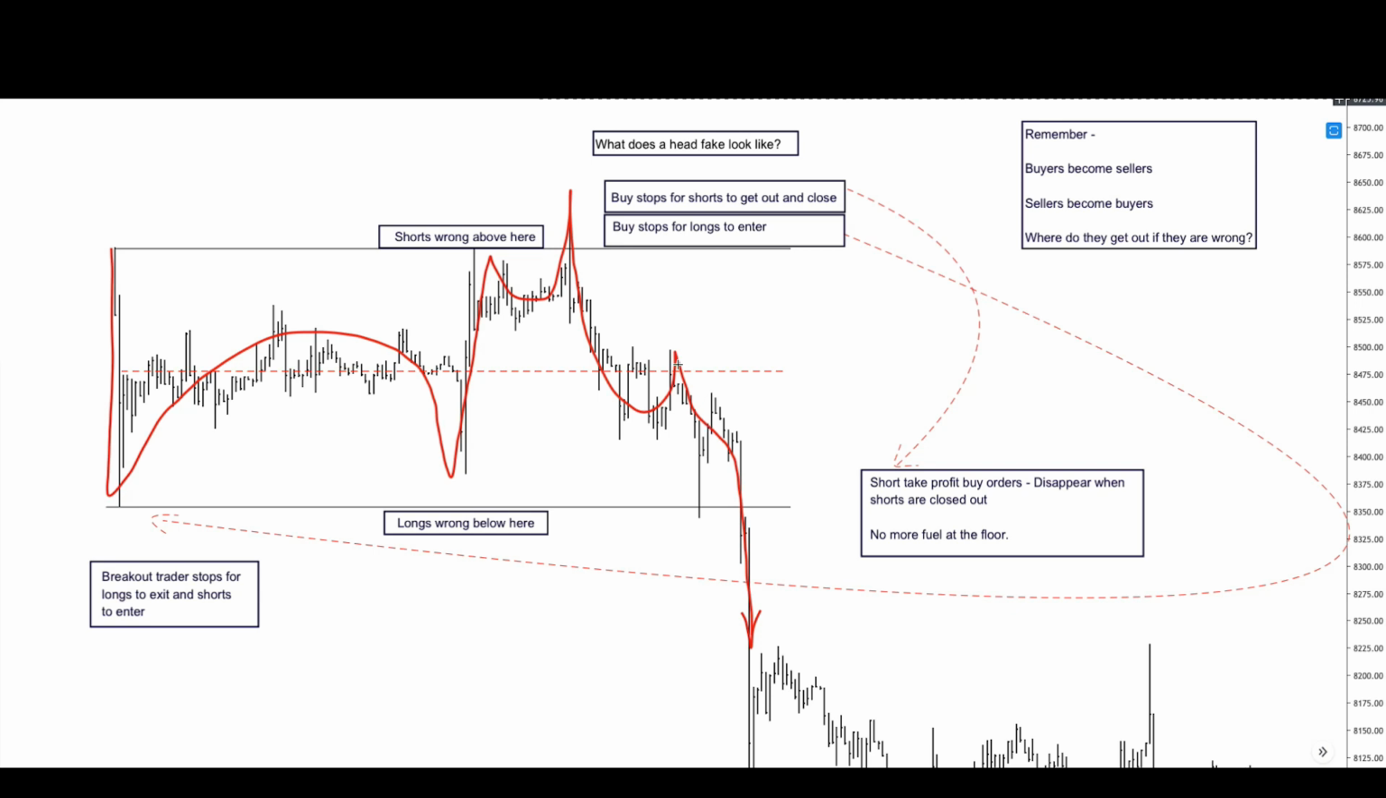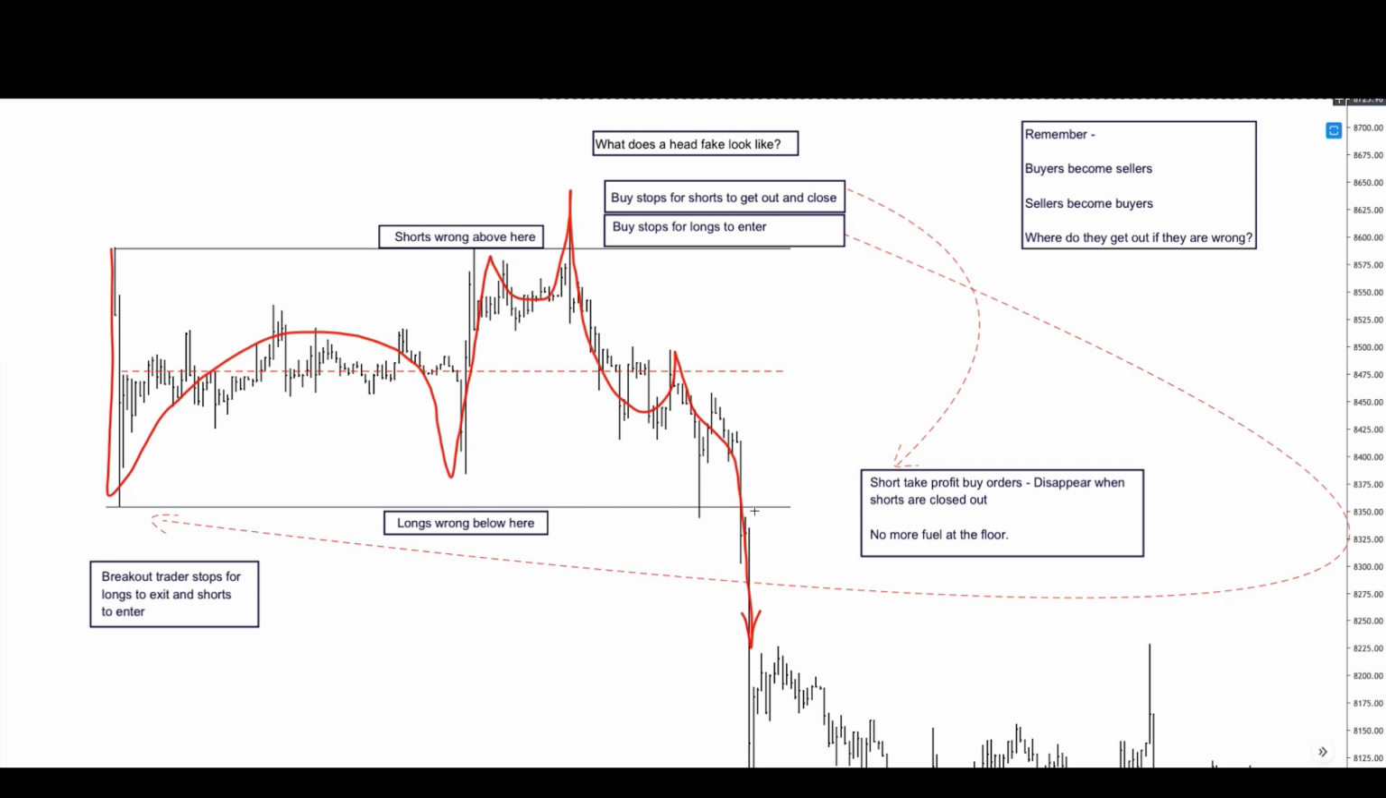Now, why is this gaining even more fuel at this point? Okay, so think where buyers are wrong. Buyers are wrong if price moves back down here. Shorts would have been correct if price moved back down here, but they're out of the trade at this point, by being stopped out up here.